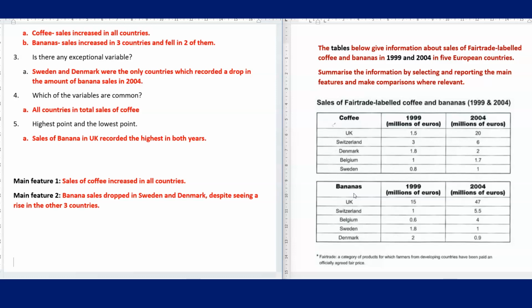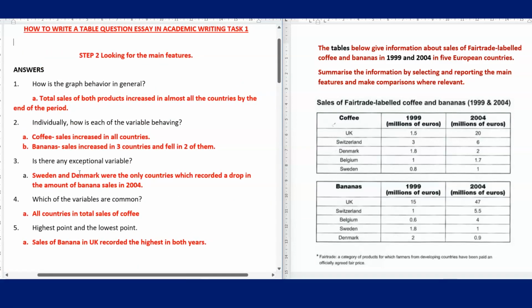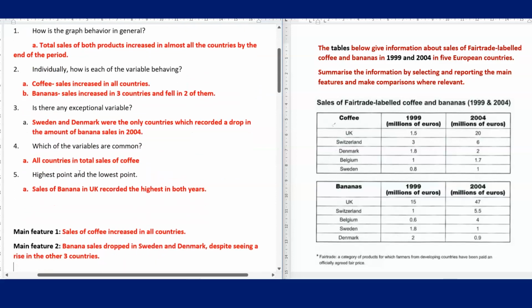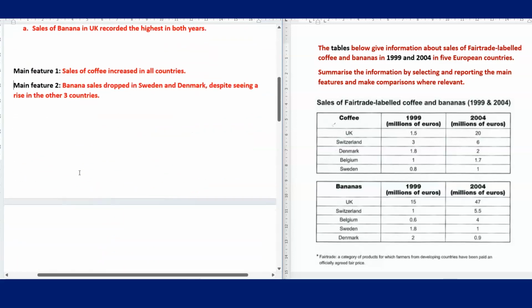Need to cover it. Okay, and then you can see we have UK, Switzerland, Denmark, Belgium, Sweden. So you have to make sure that it covers them, but you don't have to write every little bit of it, like from 1.5 to 20. Those are not necessary. You have to just write the major thing that you see in it. So we can get a lot of key features from this, but out of what we have written, I'm just going to summarize all of them under 2 major features which we are going to use here in our essay.